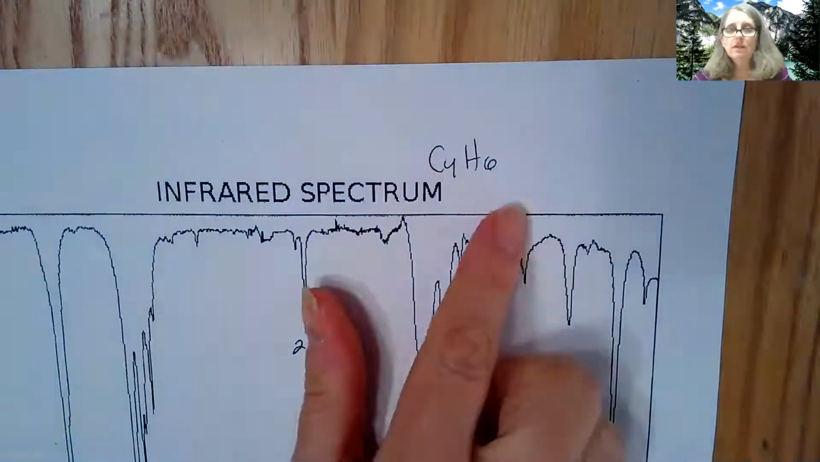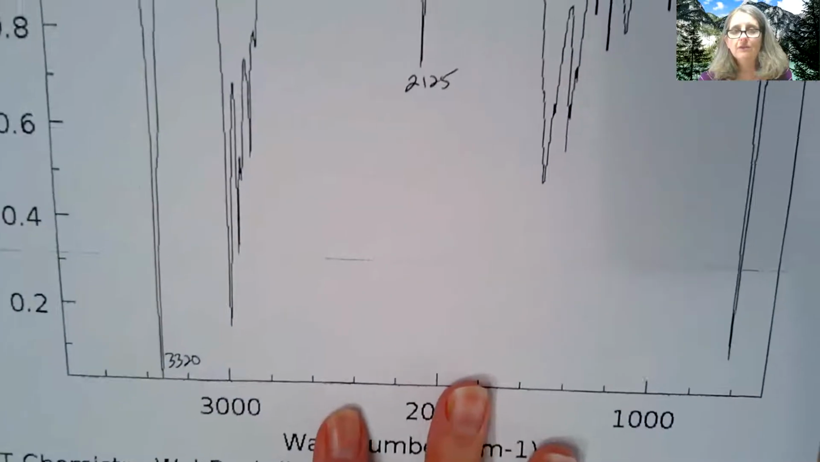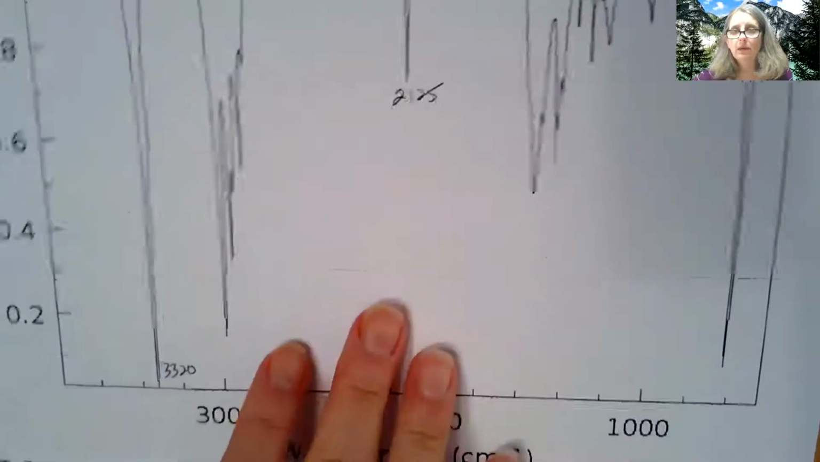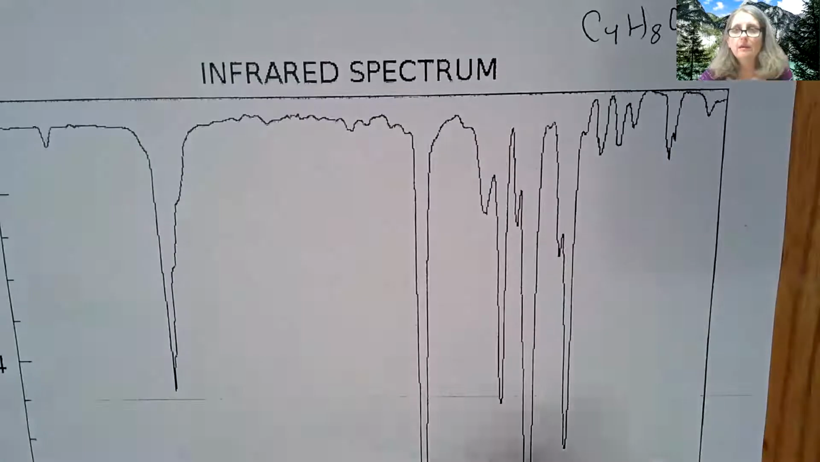Okay, so flip to the next two. So C4H6, see if you can do the degree of unsaturation, see if you can figure out what the functional group is by what I've labeled there. And then try the last one, the C4H8O2, and I will come back and unpause the video and show you the answers.